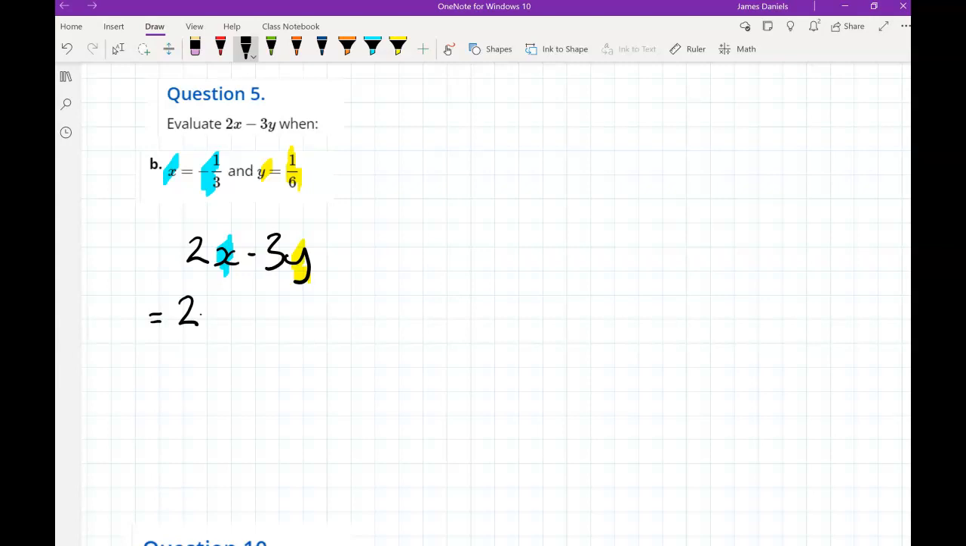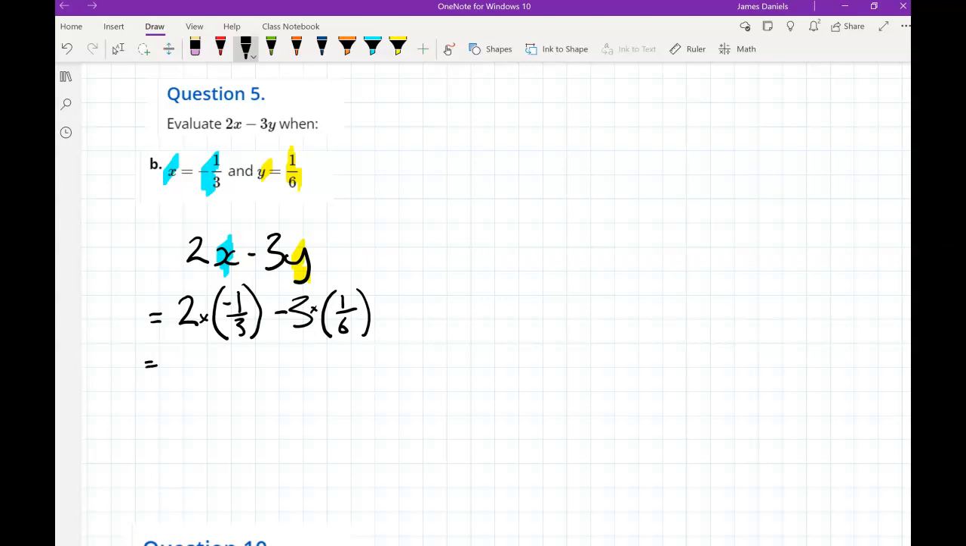2, and this is times negative a third, minus 3 bracket 1 over 6. And there's a times in there too. Just remember that in between our coefficient and pronumeral, we have multiplication. Now this technically could go straight into your calculator, but I'm going to do a little bit more work here.